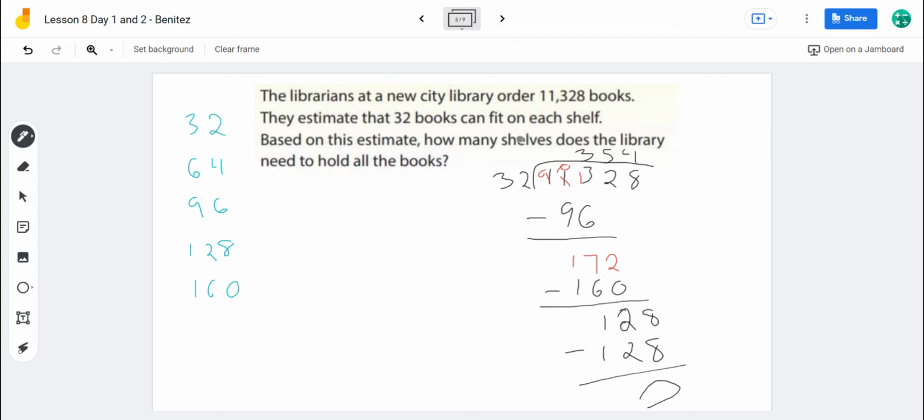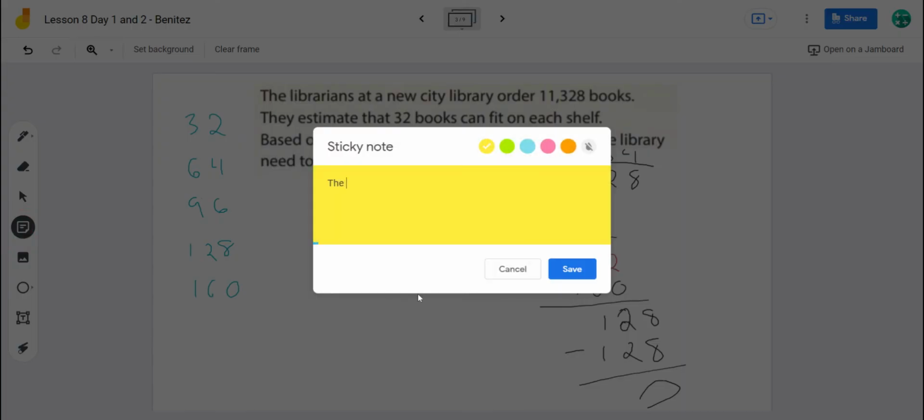So based on the estimate, how many shelves does the library need to hold the books? The library is going to need 354. The library will need 354 shelves based on their estimate.